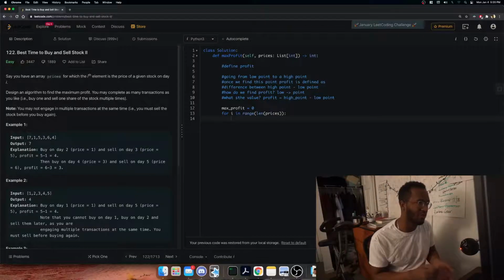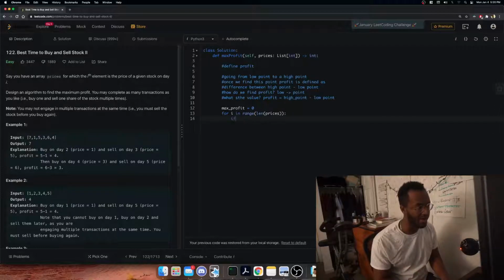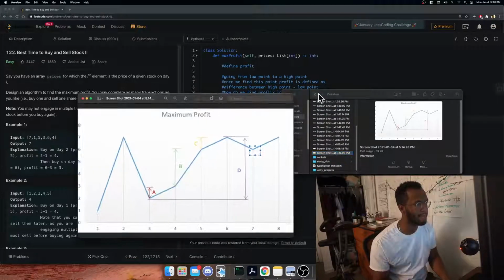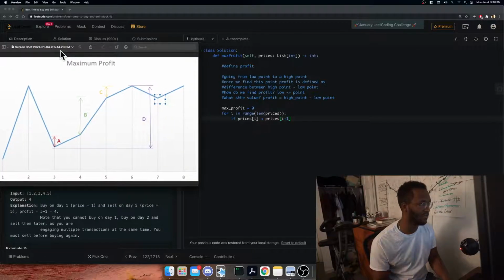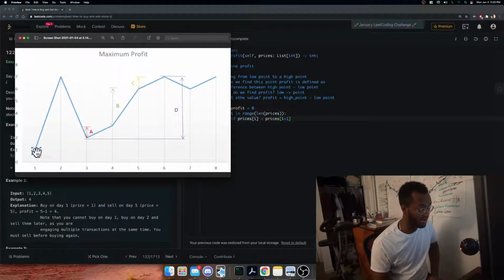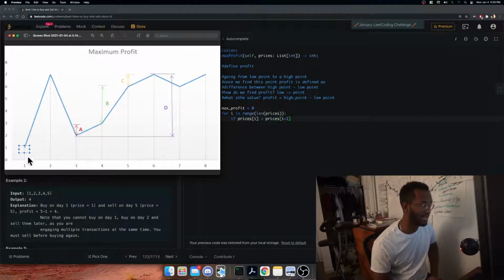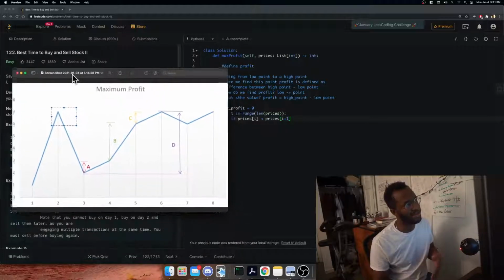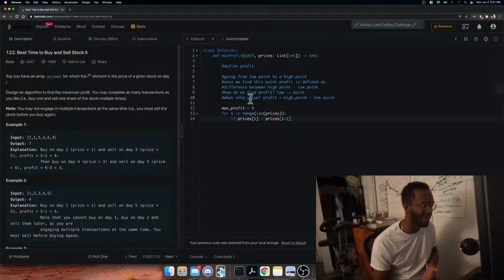We have to find where we're going from a low point to a high point. Well, how do we do that? We can check if prices sub I is less than prices sub I plus 1. This is literally what we're checking here: whether we're going from a low point to a high point. This says if prices I, the current point that we're at, is less than I plus 1, which is here, then we know we found a point where profit can be evaluated.